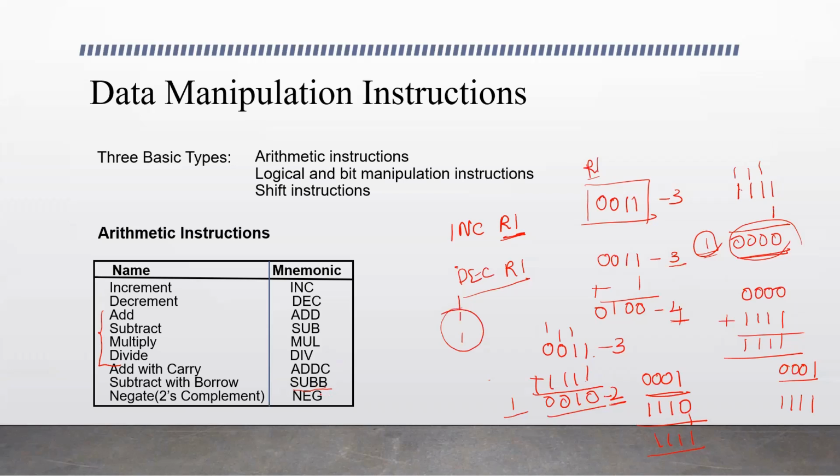And the other arithmetic instruction is negate. This negate is finding the 2's complement. It is even used for subtraction. Subtraction is generally implemented by finding 2's complement and addition. So this is included as one of the arithmetic operations. Finding the 1's complement and adding 1 gives the 2's complement. This operation is written using the mnemonic NEG for negate. Negate means finding the 2's complement. So these are all the arithmetic instructions.